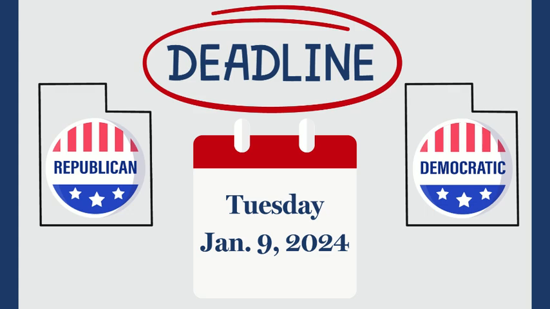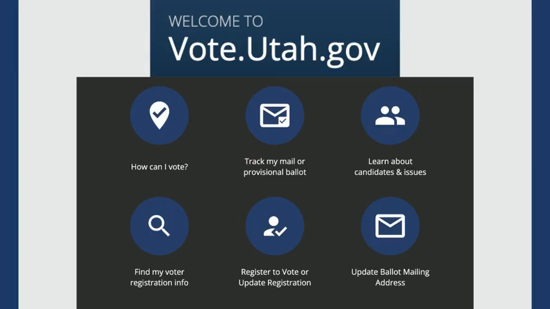The deadline to change your party affiliation is January 9th, 2024. For more information on your voter registration, how to change party affiliation, or how to register to vote, visit vote.utah.gov.